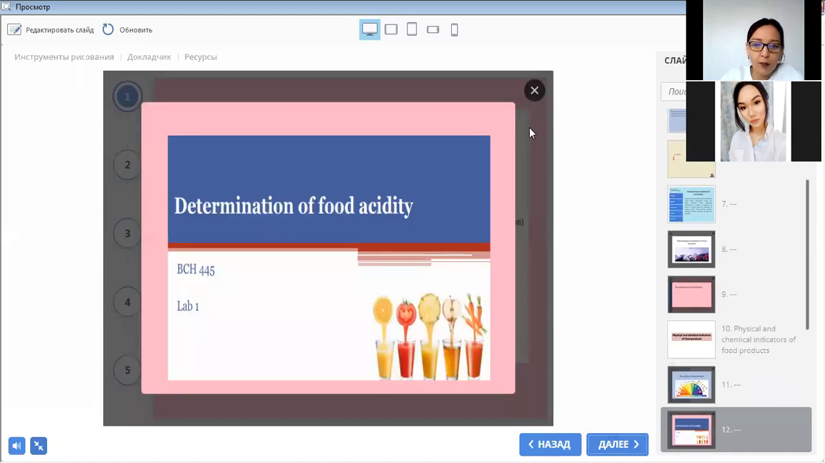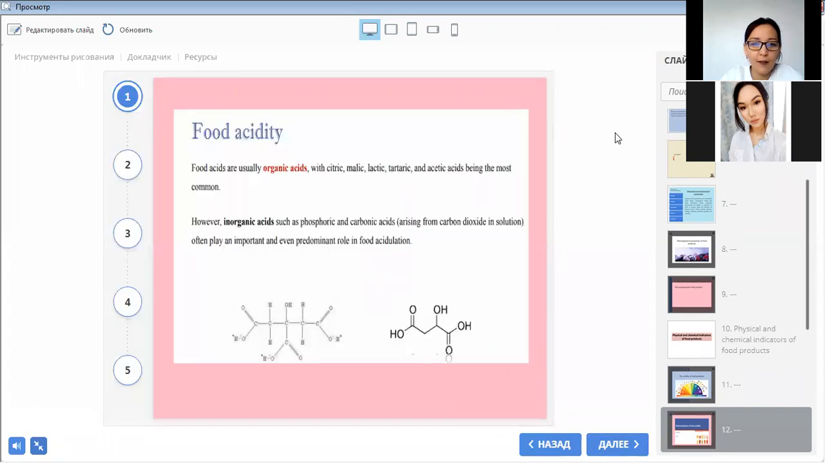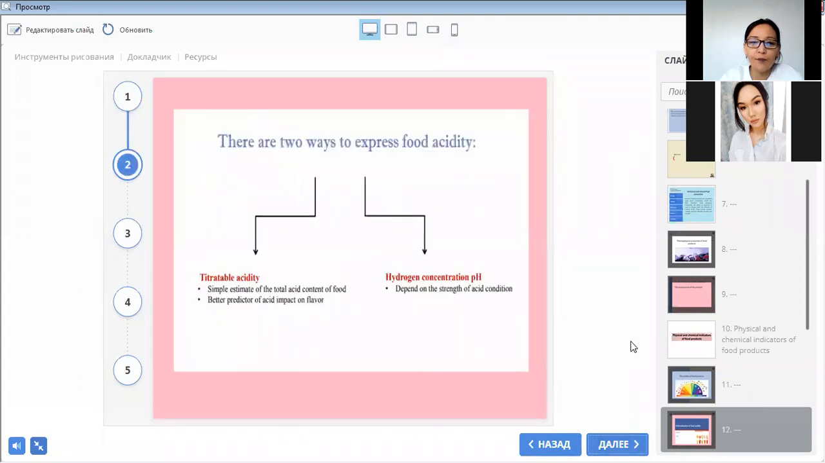And the next is about the determination of food acidity. Food acidity is usually from organic acids, with citric, malic, lactic, tartaric, and acetic acid being the most common. And there are two ways to express food acidity. Two groups. Group number 1 is titratable acidity, and group number 2 is hydrogen concentration, pH.